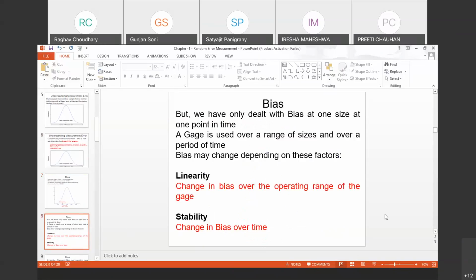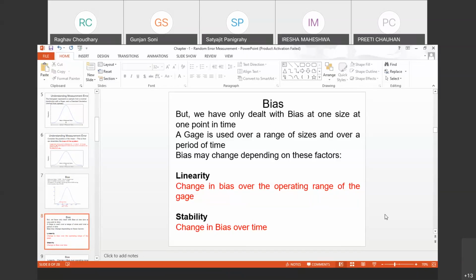Because there is a very high probability that you are going to get bias. It is not natural to get exactly the standard value. So for that, we need to examine two things. The bias may change depending on two factors: linearity and stability.